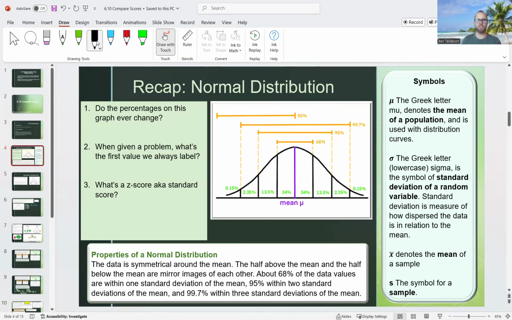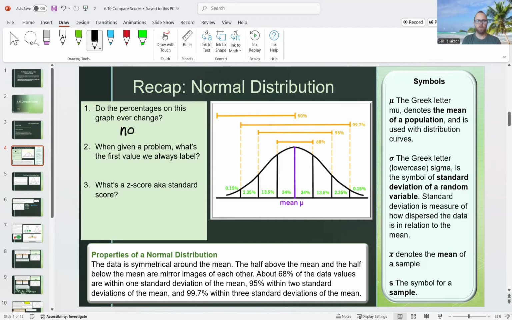1, do the percentages on this graph ever change? You see percentages all over the place. Do any of them change? No, never. That's the nice thing about it. It really is useful in helping solve normal distribution problems.